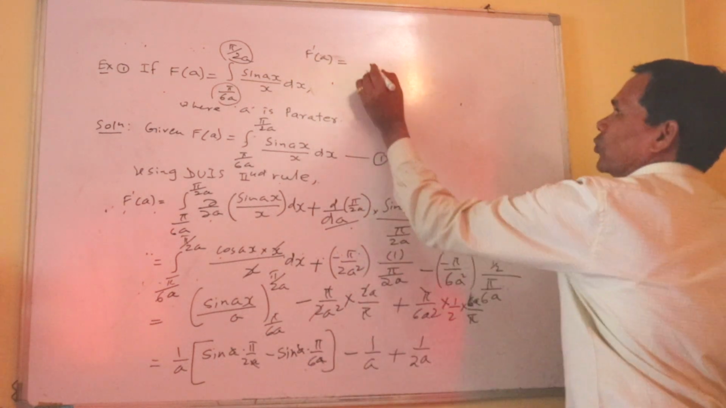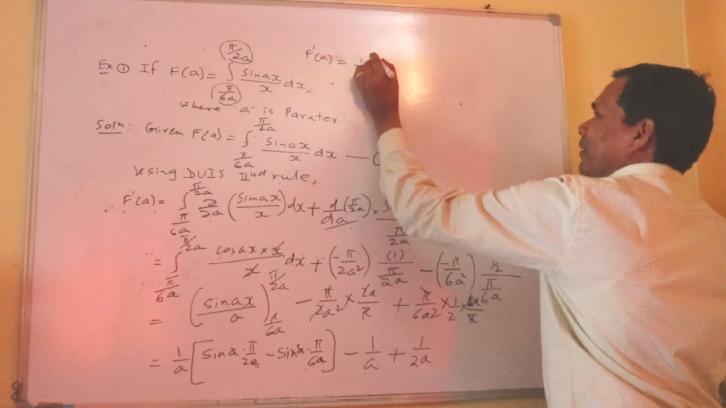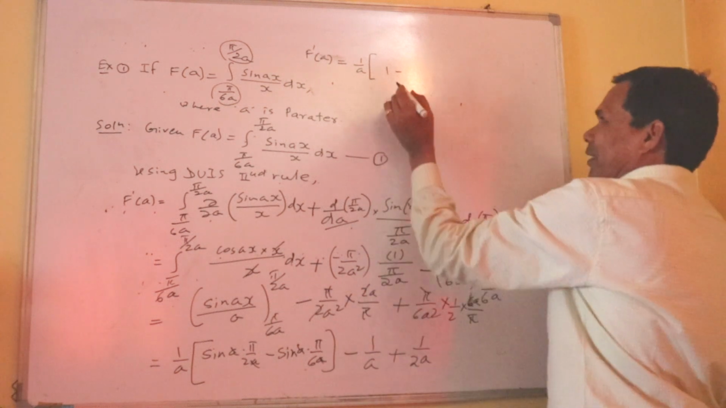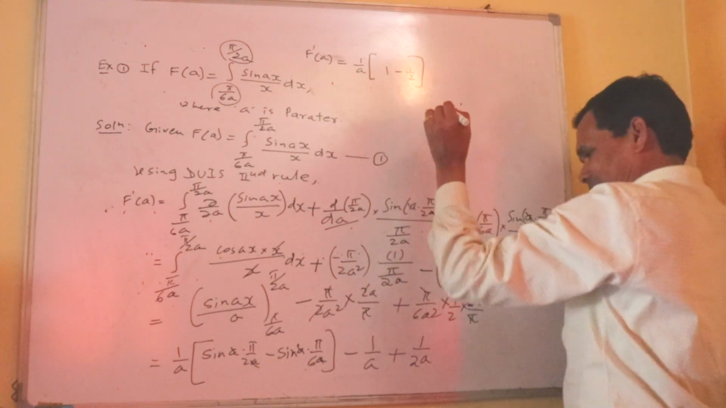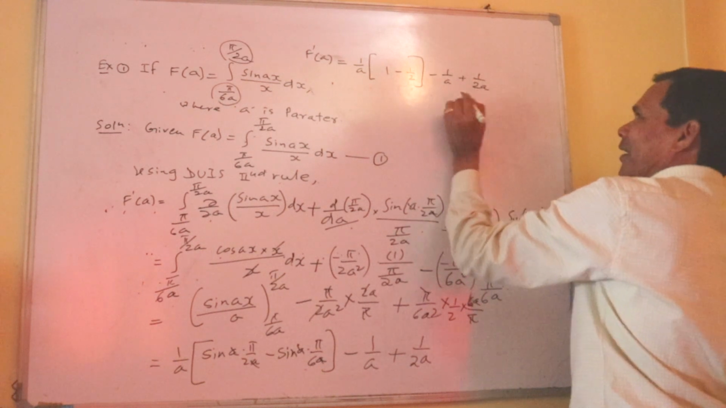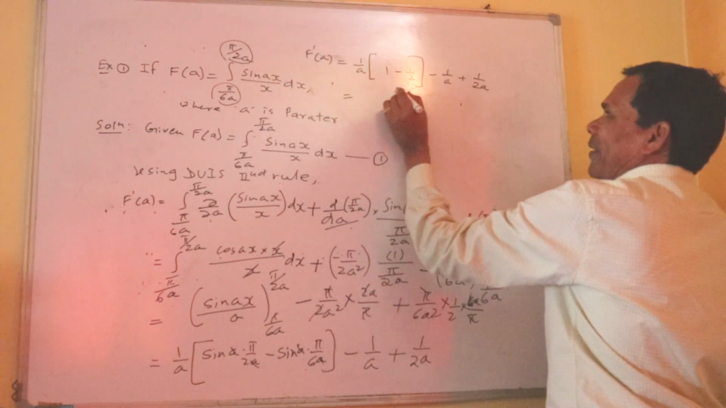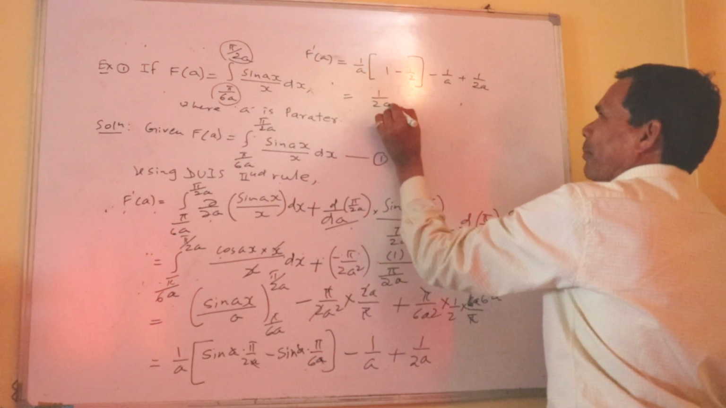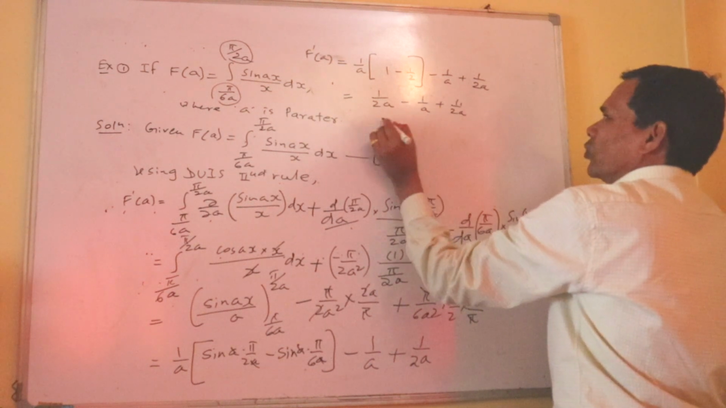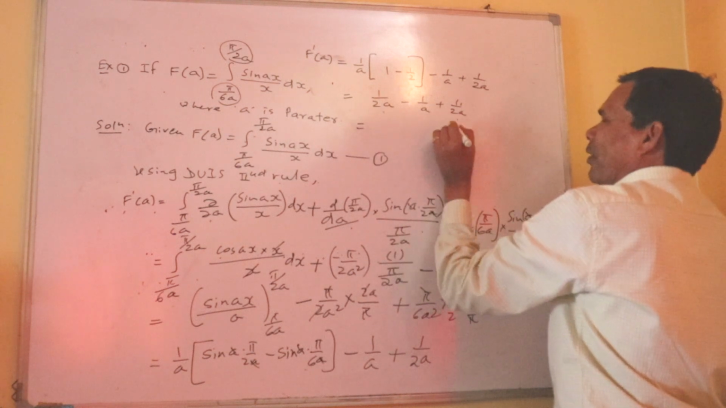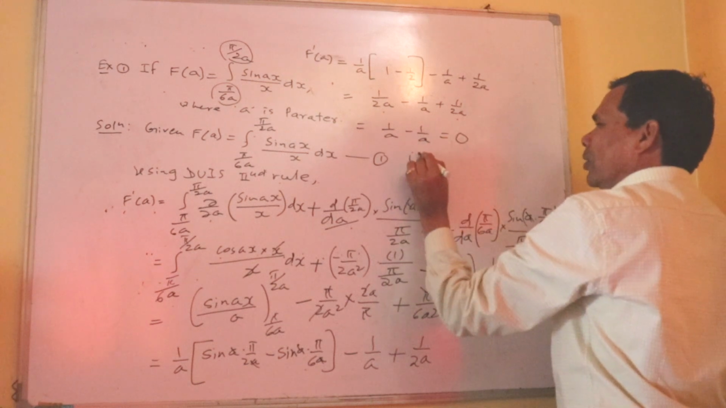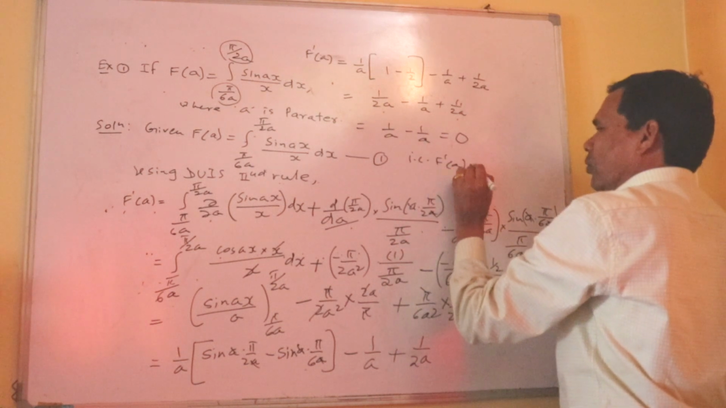So sin pi by 2 is 1 upon a inside the bracket, 1 minus sin pi by 6 (30 degrees) is 1 by 2, and this would be minus 1 upon a plus 1 upon 2 times a. So 1 minus 1 by 2 is 1 by 2, meaning 1 upon 2 times a, minus 1 upon a plus 1 upon 2 times a. So this is 1 upon 2 times a plus 1 upon 2 times a, meaning 1 upon a, minus 1 upon a, which is equal to 0. That is, f dash a is equal to 0.